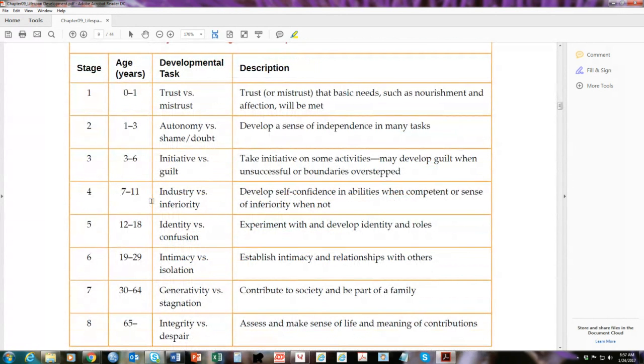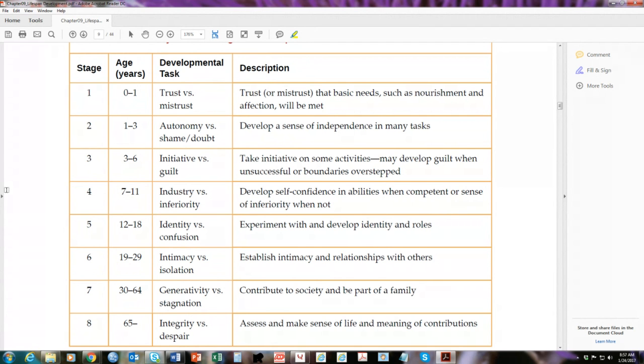So this is Erik Erikson's stages of psychosocial development. Now remember, Freud's stages were called stages of psychosexual development. Erikson's stages are called stages of psychosocial development. And there are 8 of them, and there are ages associated with these stages of development. And there is a developmental task.